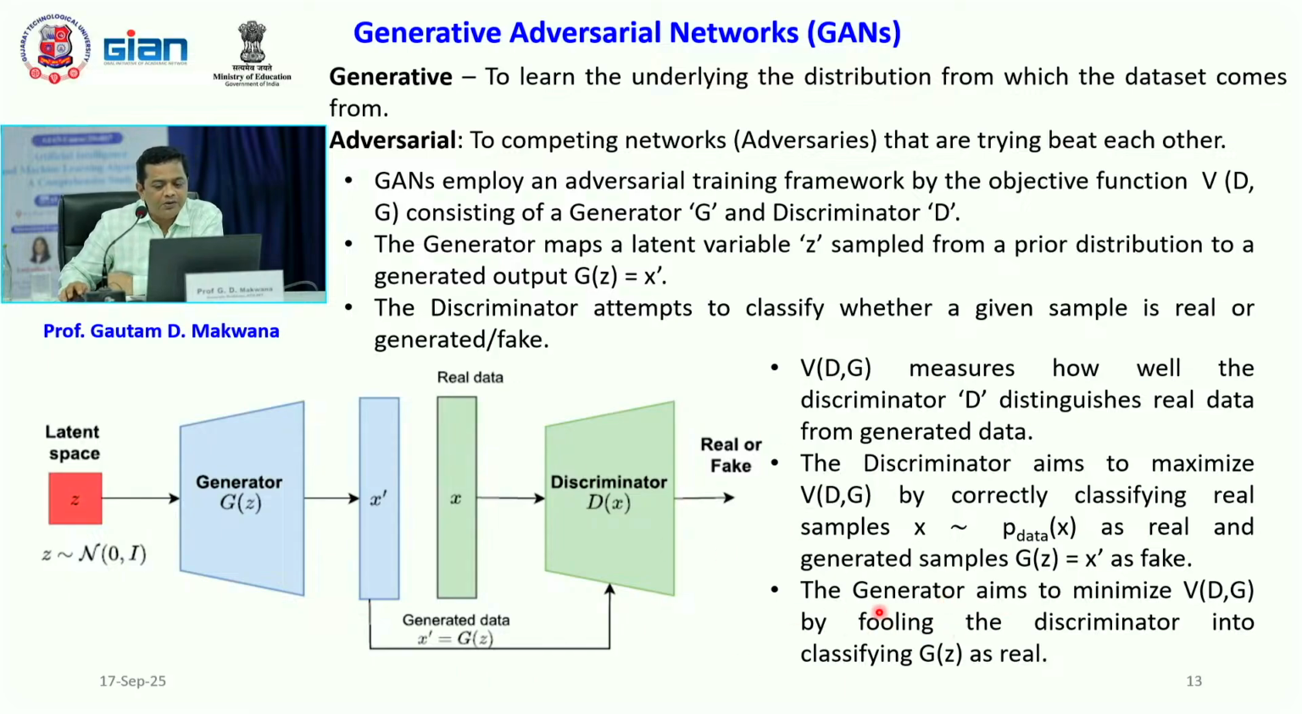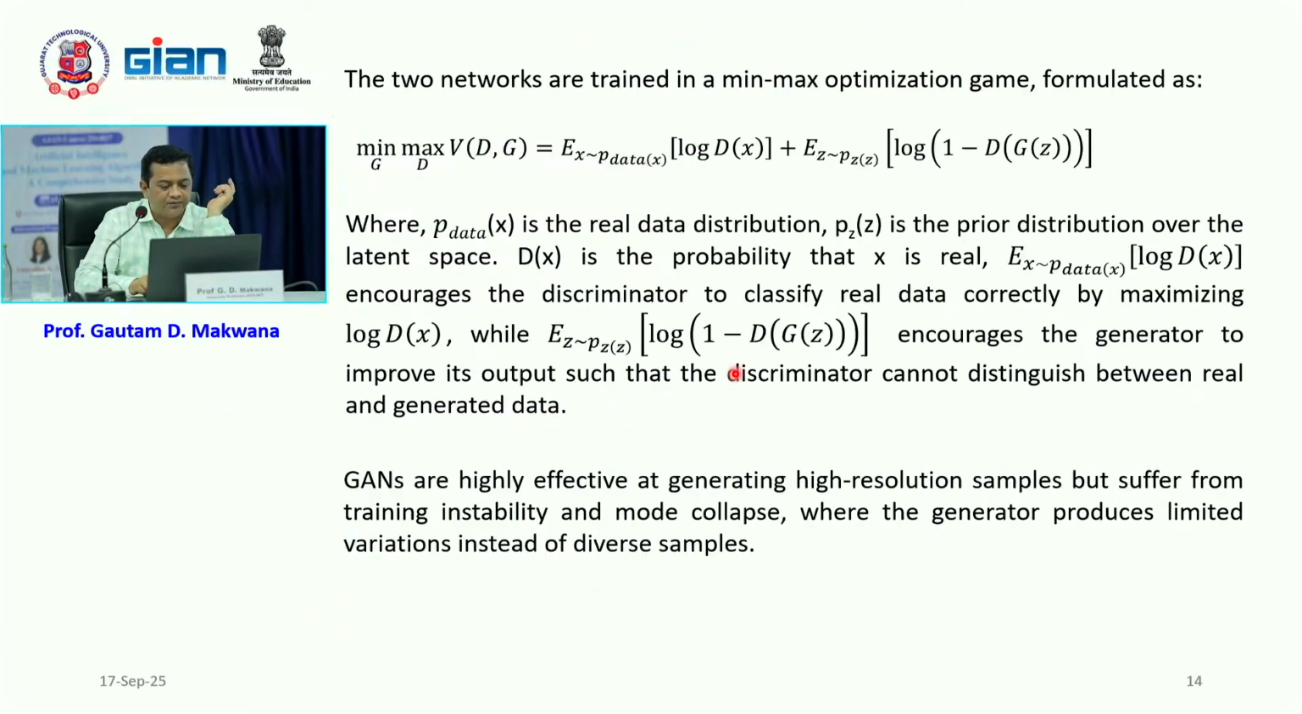And what is the aim of the generator? The generator aims to minimize V of D comma G by putting the discriminator into classifying G of Z as real. So here, the generator will try to generate X prime as a real input, while the discriminator maximizes this function to classify the real as real and this X prime generated by the generator as fake. So both are beating each other. That concept is used to generate new content.